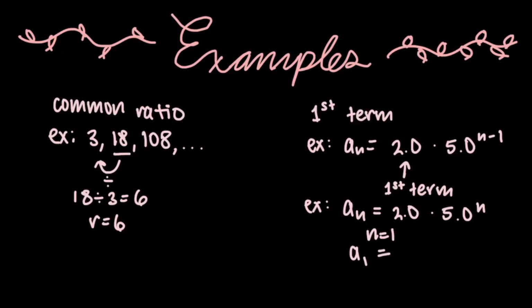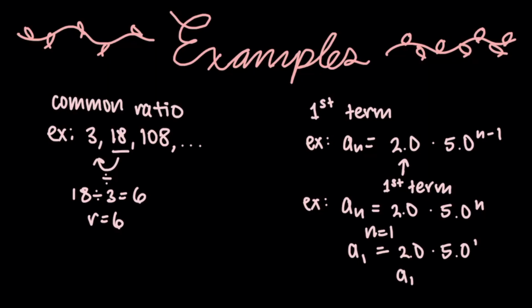So if we do 2.0 times 5.0 to the power of 1, we know that a of 1 equals 10.